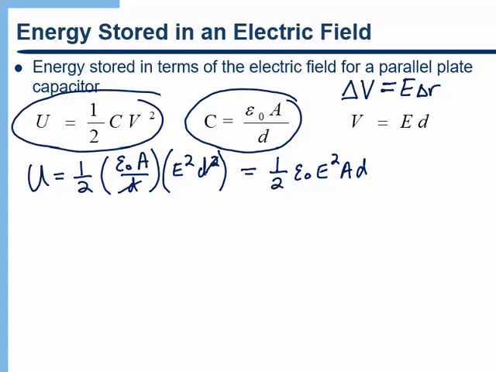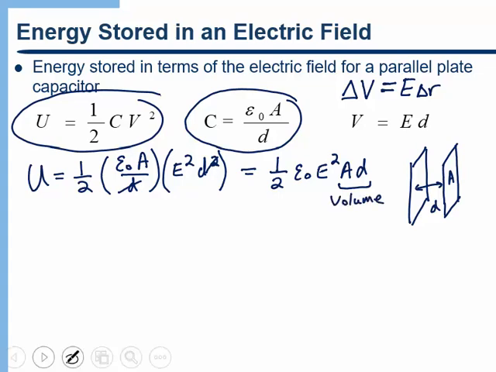But now I want to think about what is this? What is A times D? If you can picture these two parallel plates separated by a distance D, so this distance is D, and each of the plates has an area A, you'll notice that what A times D is, it is the volume contained in the capacitor.